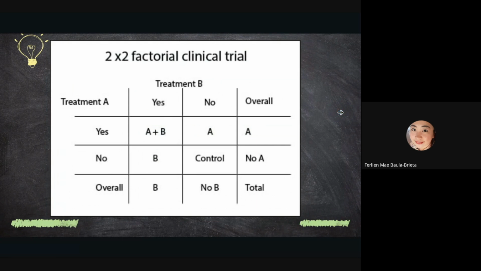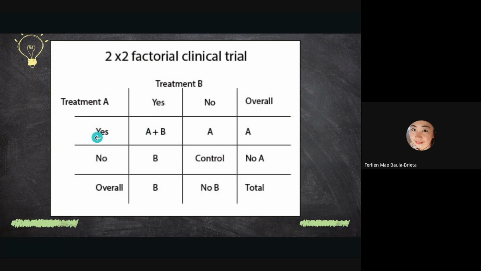Next is the randomized clinical trial, the 2 by 2 factorial clinical trial. For 2 by 2, you will create a grid like this. The first grid here is treatment A, yes, no, and treatment B, yes, no. So we will assign A plus B, then A, then B. This is how you allocate the groups in the 2 by 2 factorial clinical trial.